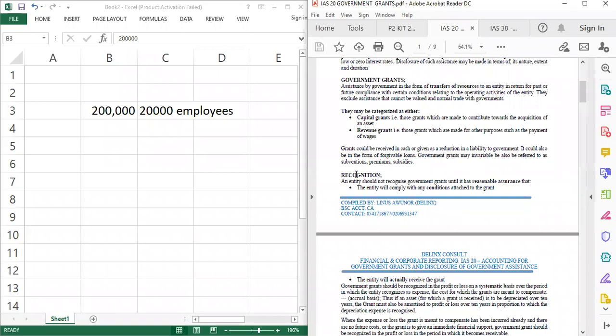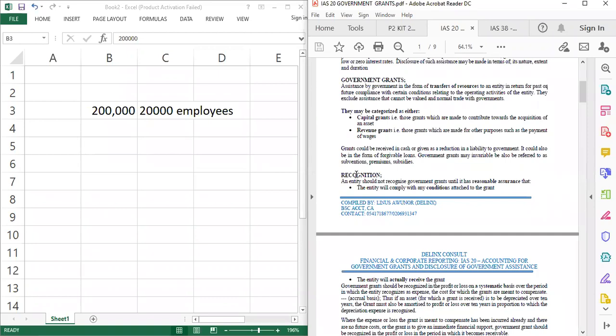You are going for a grant and they are saying that if you take the grant, you have to make sure that 200 of your employees are laid off. That would be a very difficult thing for you. If 200 of your employees are laid off, how are you going to keep your business running? So looking at the condition, maybe you cannot be able to do it. So you can't recognize the grant because you can't comply with the conditions attached to the grant.